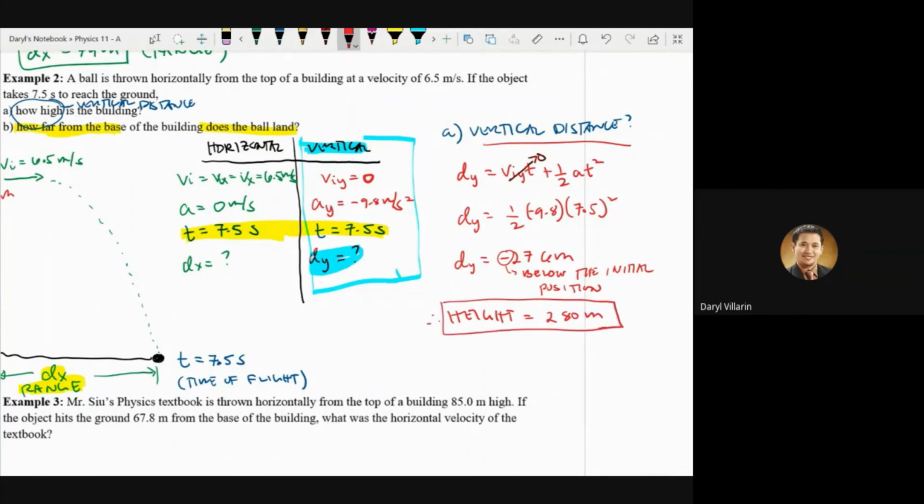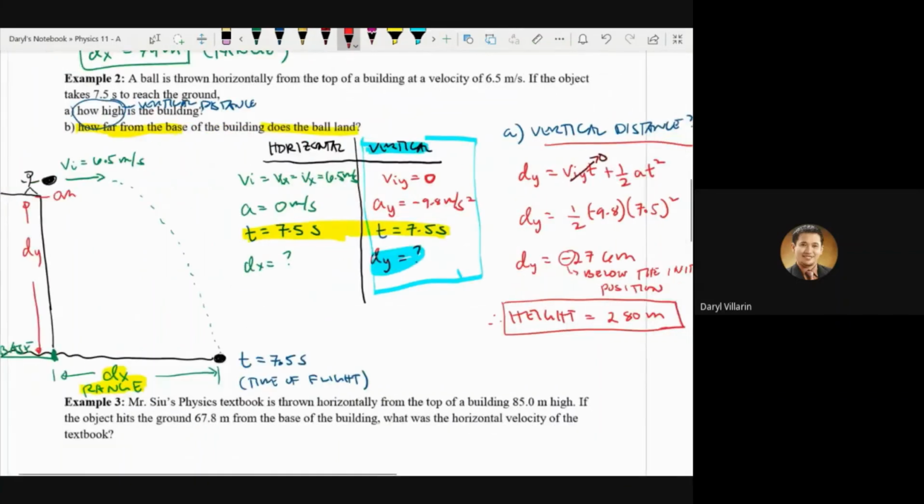Okay. So I disregard the sign, again, since it asked for the height. Height is just a scalar quantity, so I can just disregard the negative sign there. But knowing the position of the object after 7.5 seconds also somehow answers the question of how high the building is.